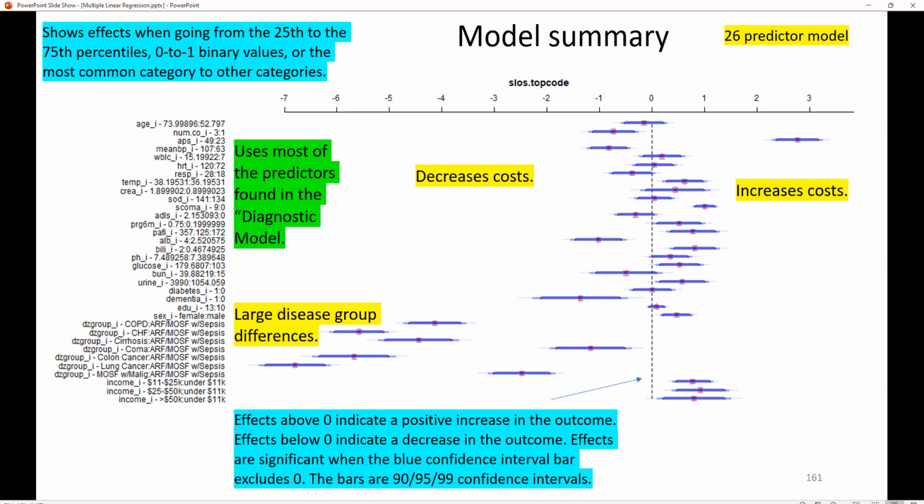And so we'll do a model summary. We're going to look at the 26 predictor model. And again, when we look at that value of 0 and the vertical dashed line below it, we see that when the confidence interval for each predictor is above that value of 0, to the right of that dashed line, those are predictors that represent increased cost with higher values of those predictors. While on the left side, the predictors with confidence intervals, which are the blue bars and the red dots in the middle, when those predictor values are higher, that tends to decrease costs. And again, an important thing to point out is the large group differences when we're looking at the different diagnosis or disease groups.